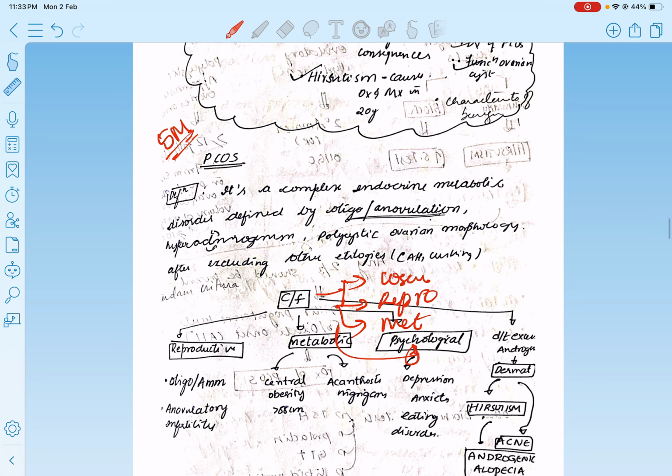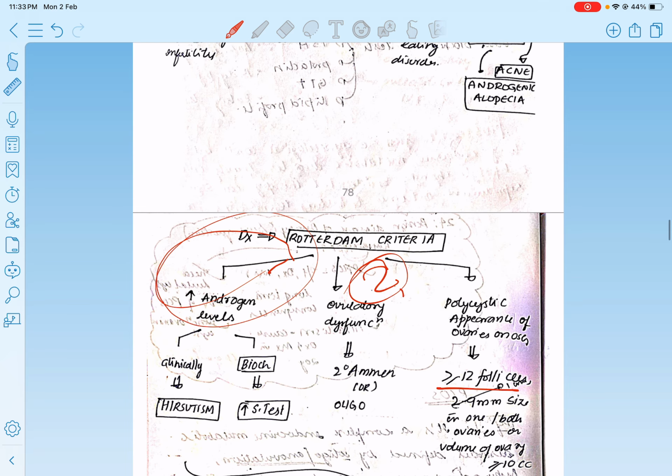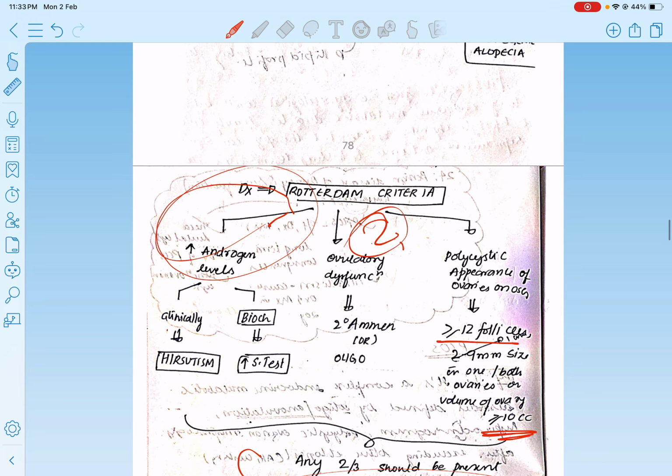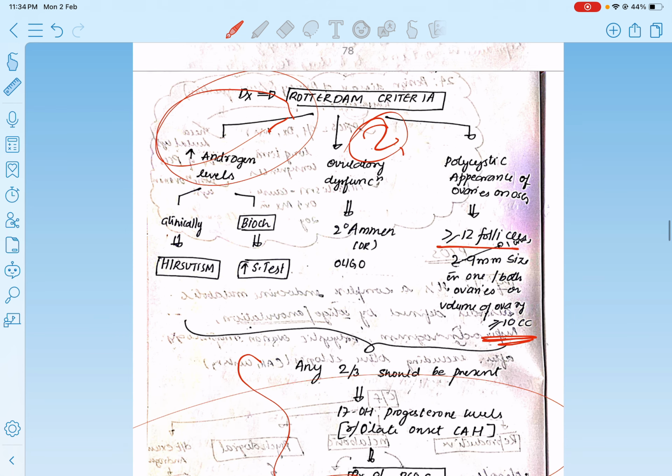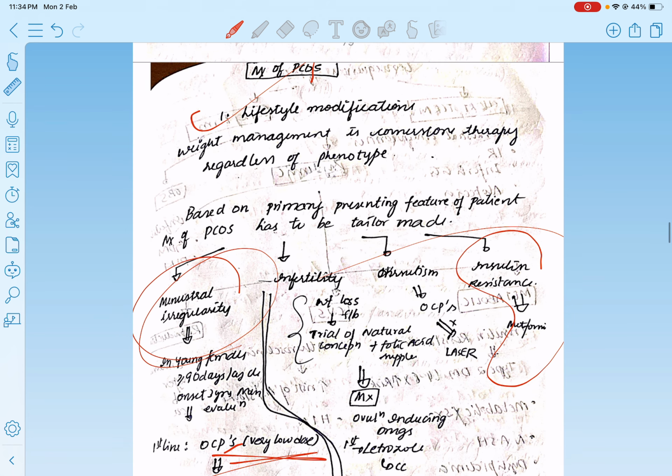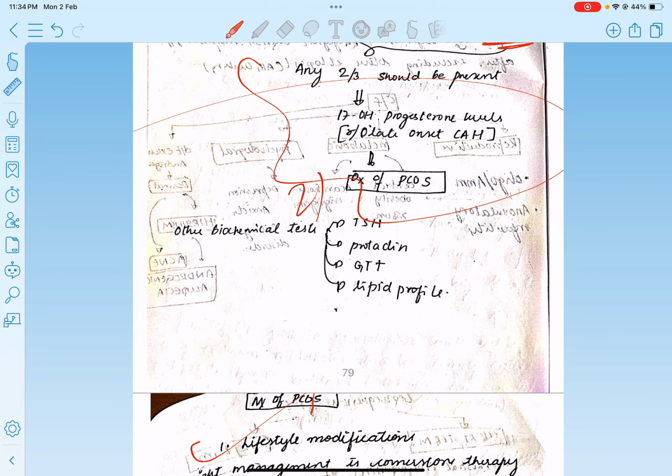While writing clinical features, based on the patient profile, you need to discuss all the clinical features. Then you need to talk about Rotterdam criteria, where you can say clinically that she is in an androgen excess state, by either biochemical demonstration of high testosterone or hirsutism. The second thing is sonographic evidence where you will see more than 12 follicles of 2 to 9 mm in one or both ovaries of more than 10 cc. Then the important thing is secondary amenorrhea, and you need to have 2 out of 3.